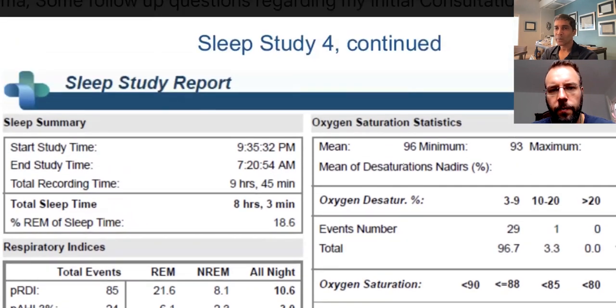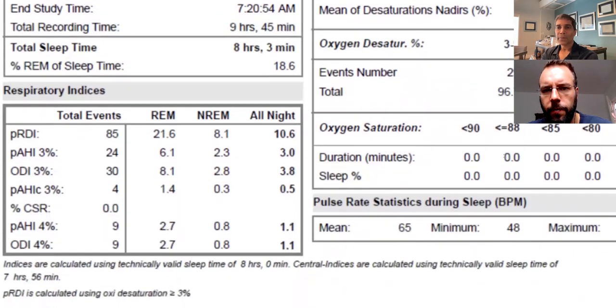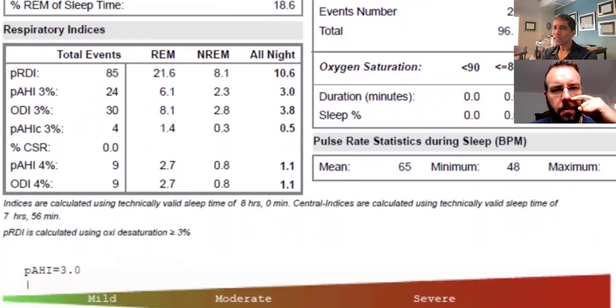Great oxygen, mean oxygen 96%, right? And the low is 93%. So when these desaturations occurred, they occurred from a very high level, 97 to 94, 96 to 93, very high level desaturations. How much time below 90%? Zero. The mean pulse is a little high.